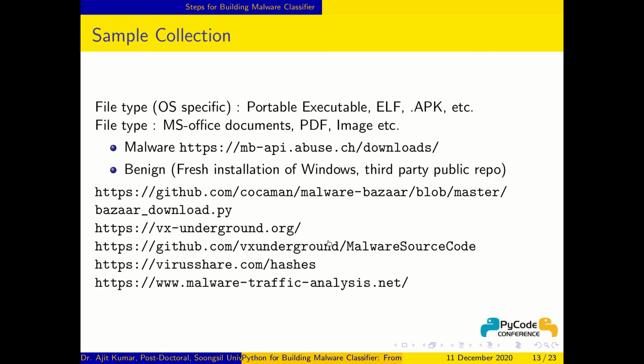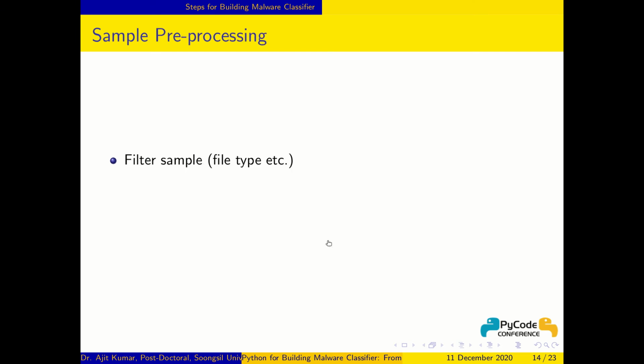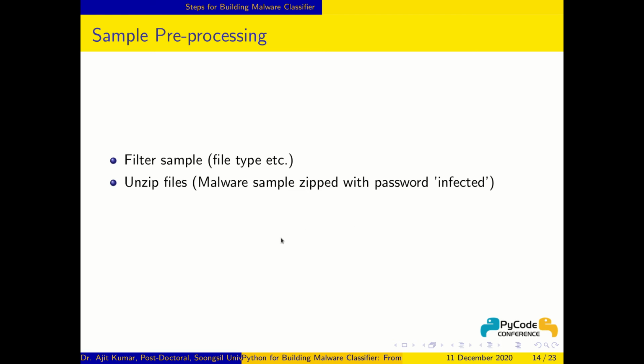Now once the sample collection is done, next is pre-processing. Suppose we have to filter the samples or unzip them. Most of the time malware files will be zipped with the password infected. That is a common practice for malware distribution for research. Now you have thousands of samples, and unzipping all of them with passwords is a very time-taking process. Python will help with unzipping.